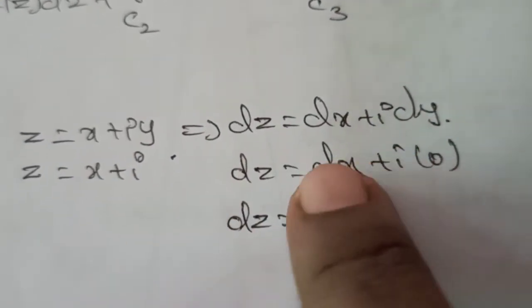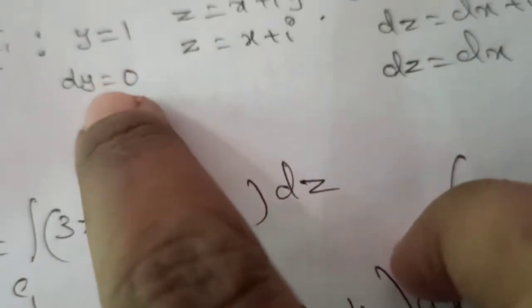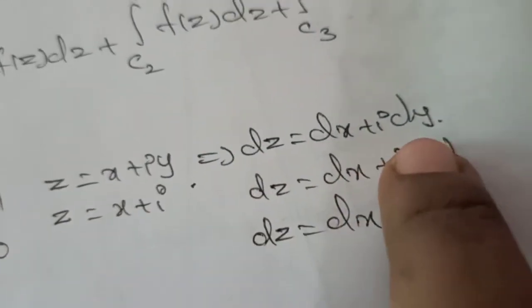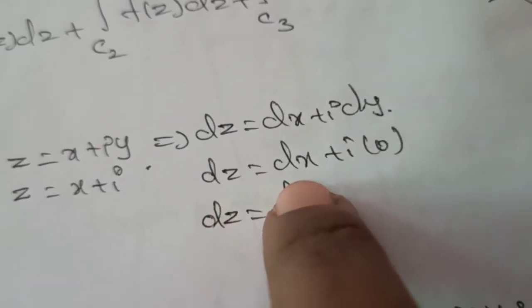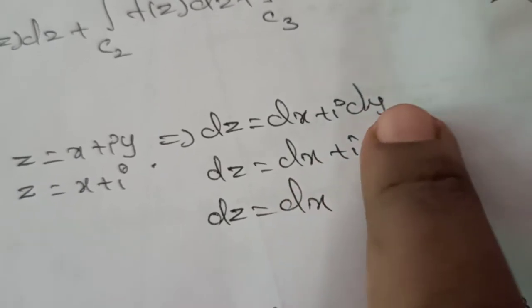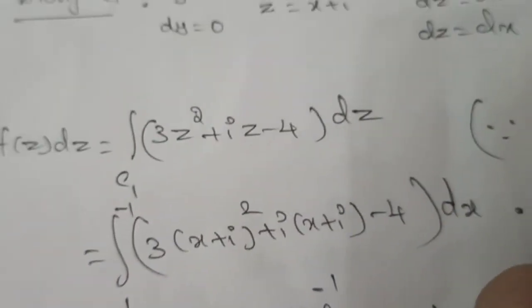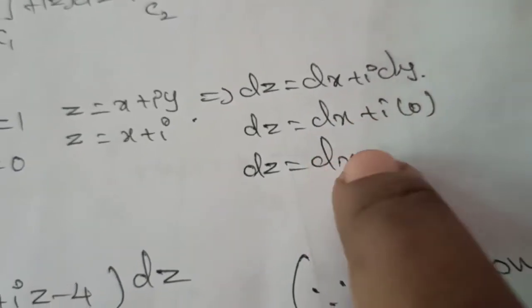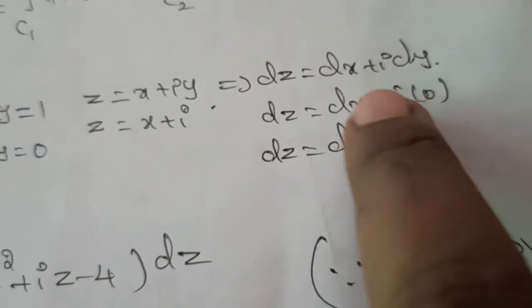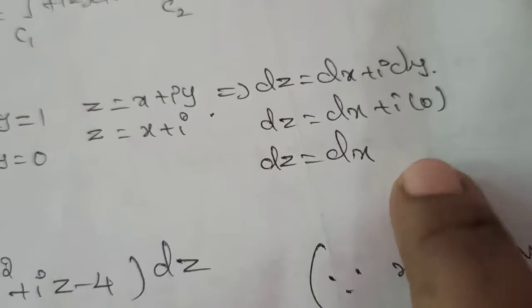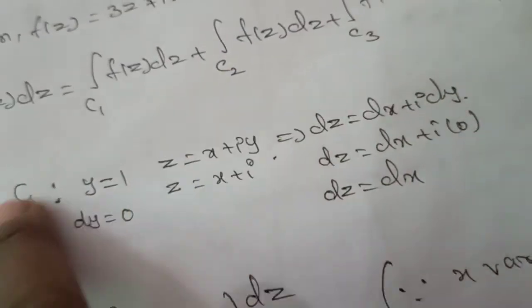Next, substitute the dx and dy values. We got dy as 0. Substituting in dz equal to dx plus i into dy, we get dz equal to dx. First, solve this condition.